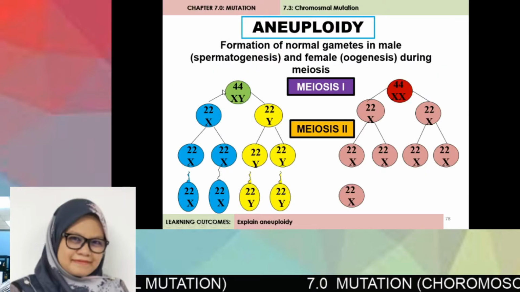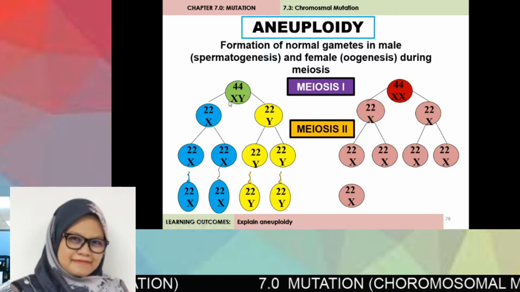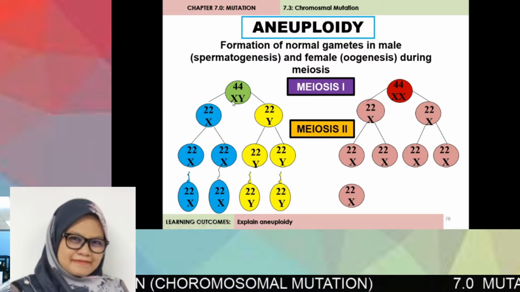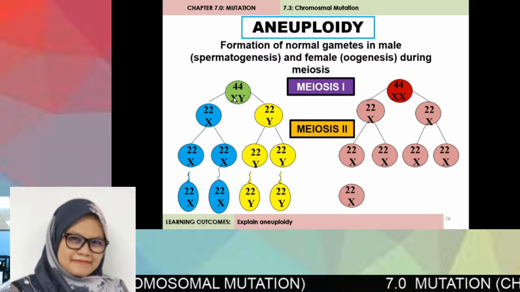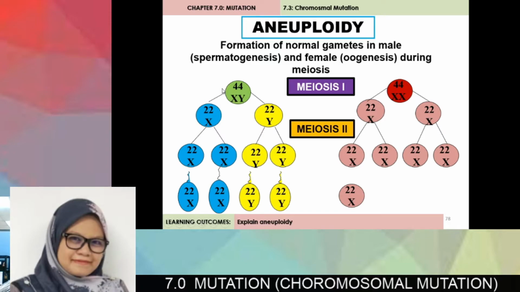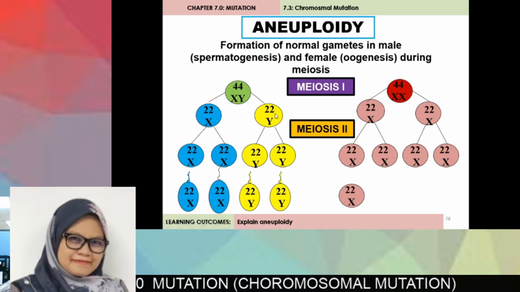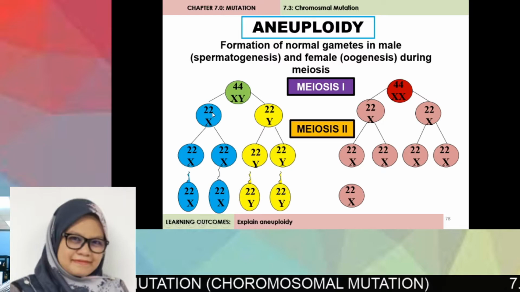44XY. What is meant by 44XY? This is a male. Ada 44 kromosom autosom dan 2 kromosom seks. 2 kromosom seks tu X dan Y. So 44, 45 dan 46. So individu ini ada 46 kromosom, di mana kromosom seksnya adalah X dan Y. Then berlaku meiosis 1 yang normal. So dapatlah 22X and then 22Y.